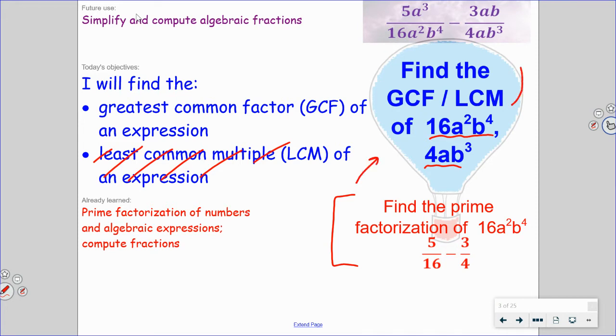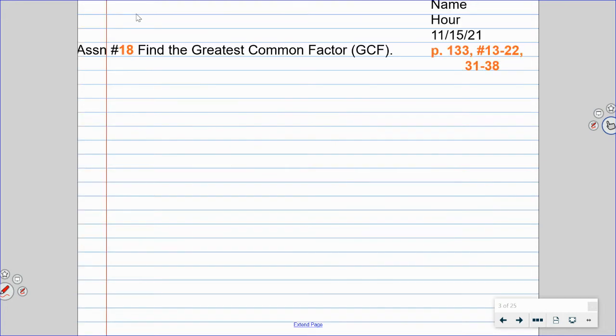Sooner or later, we're going to need this, maybe more in Algebra 1, to either simplify algebraic expressions or compute algebraic expressions. Today, just greatest common factor. Tomorrow, you know what that means is coming tomorrow.